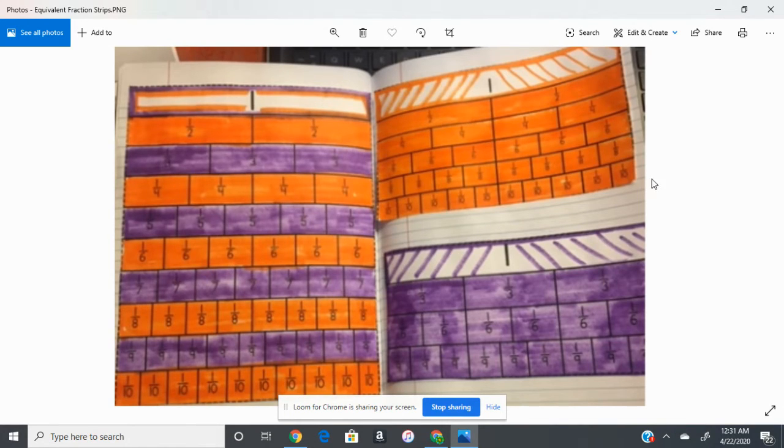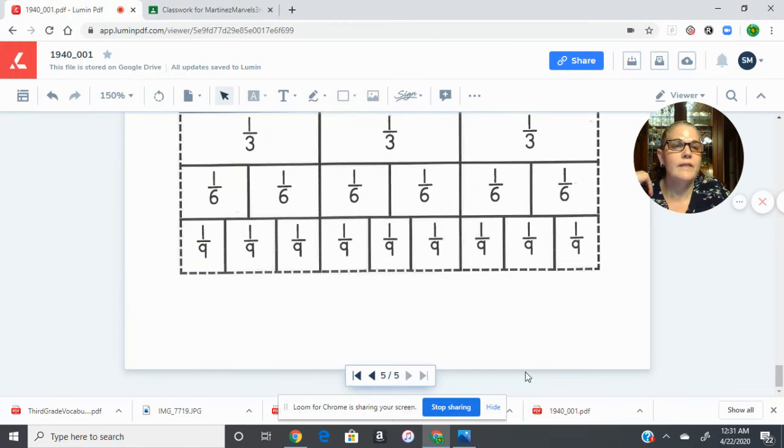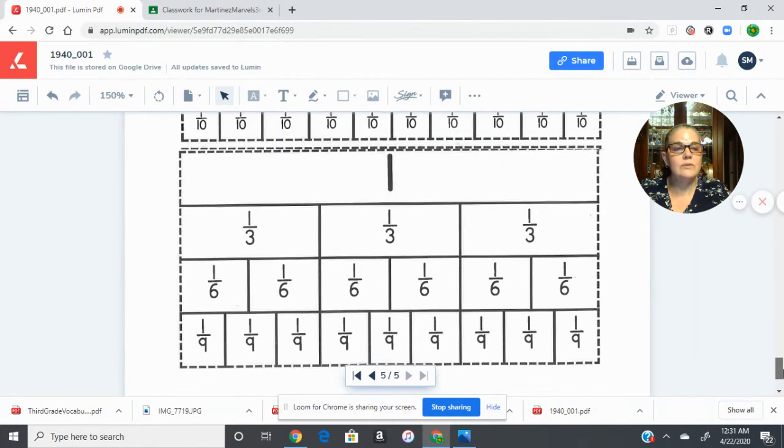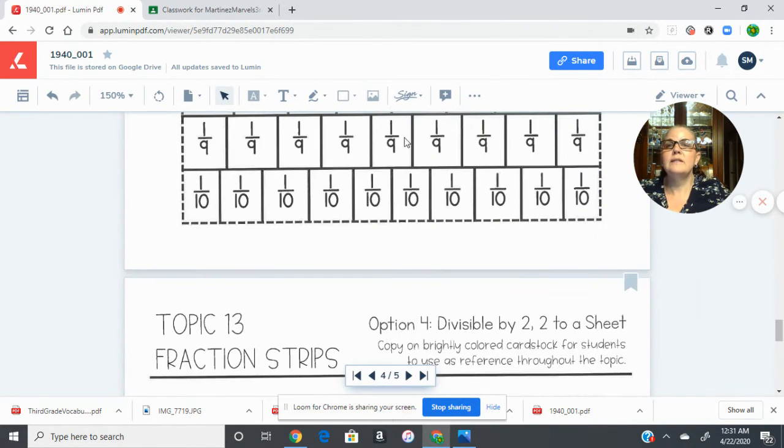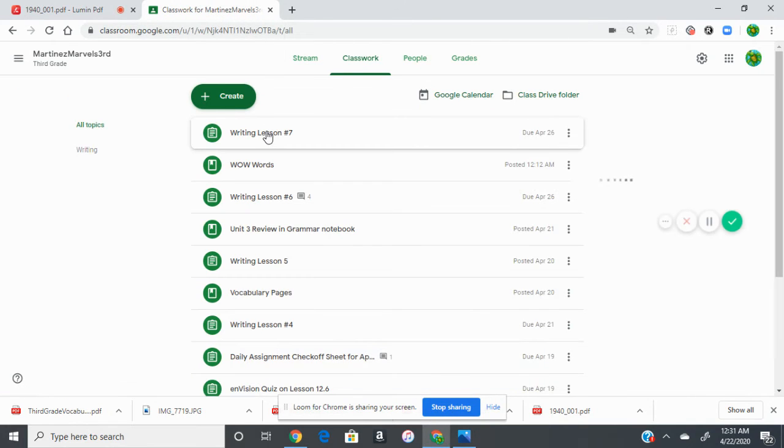10/10 is the same as 4/4. Excuse me, 10/10 is the same as 4/4. So hopefully that can make sense, to get that down there. So that's what we're going to be working on in topic 13 in our Envision, is how fractions can equal each other. All right, let's go over to Google Classroom.